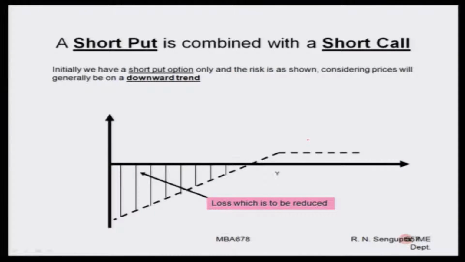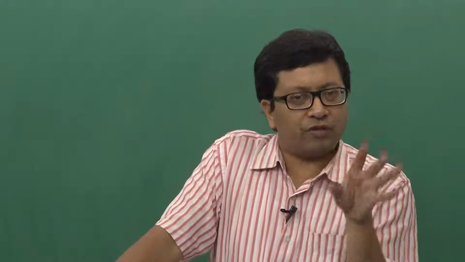Now, we consider the short put combined with the short call. Initially, we have a short put, and considering the prices, we consider higher and lower movement, considering the forwards initially. Then we combine the options. We start with one option and then combine another option.